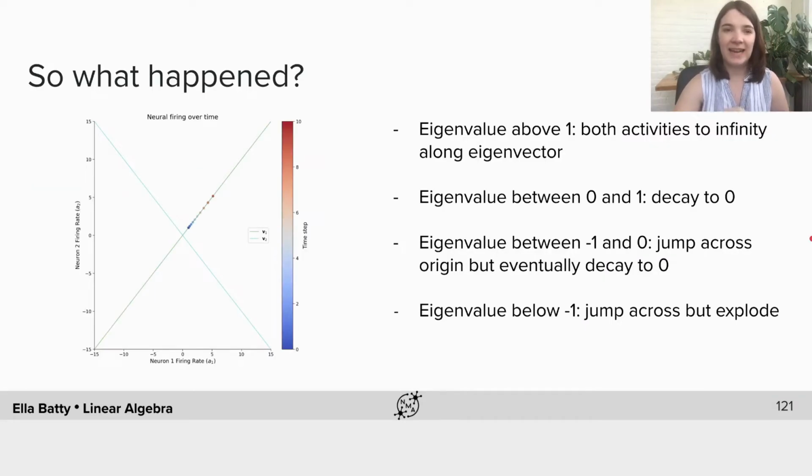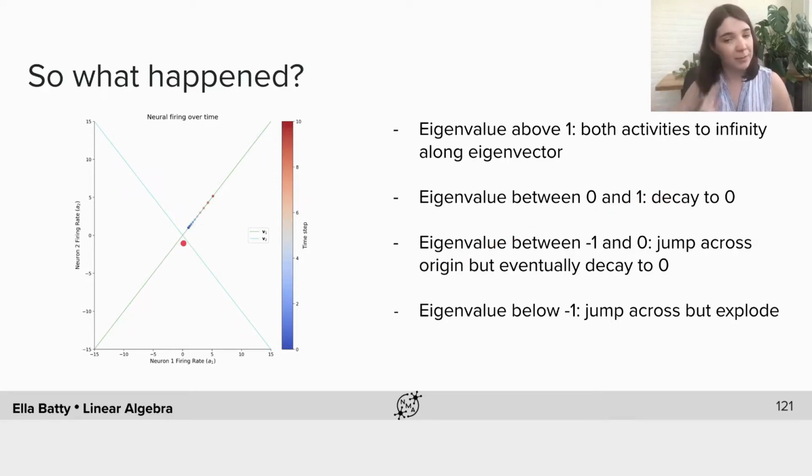So what happened in the last demo? You assumed that the initial condition was along the eigenvector, and then you played with the eigenvalue. And you saw if the eigenvalue was above 1, the activities of both neurons went to infinity. If it was between 0 and 1, the activities decayed to 0, to the origin. If the eigenvalue was between -1 and 0, the activities jumped across the origin but eventually decayed to 0, so they kind of jumped like this.